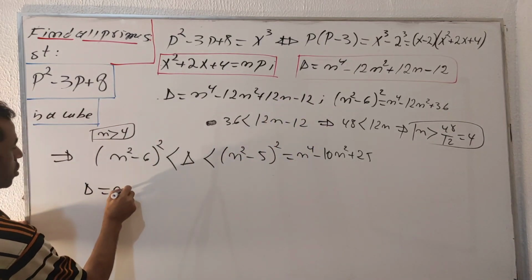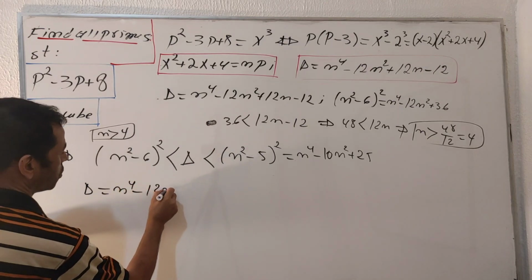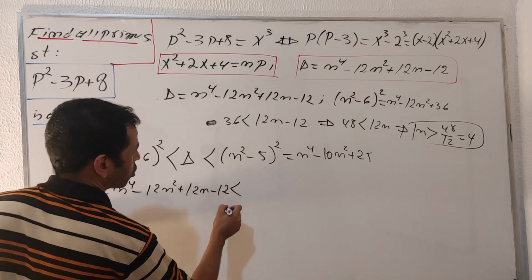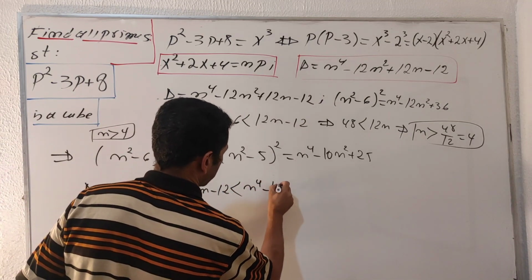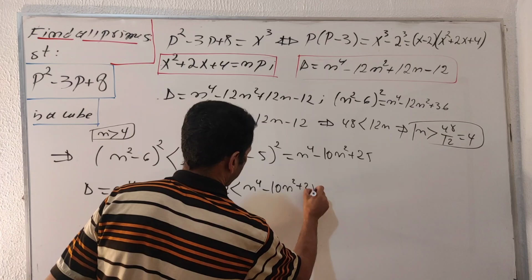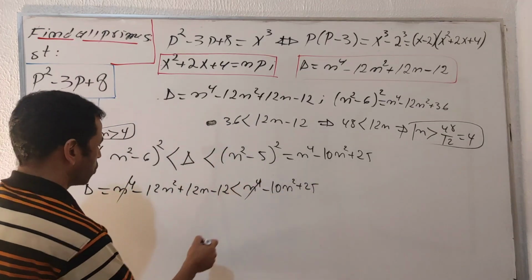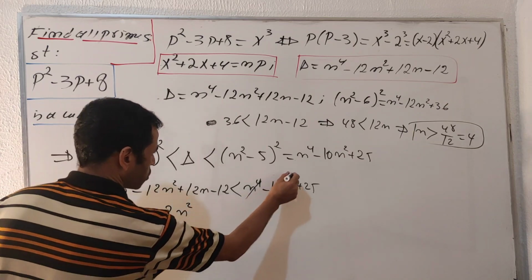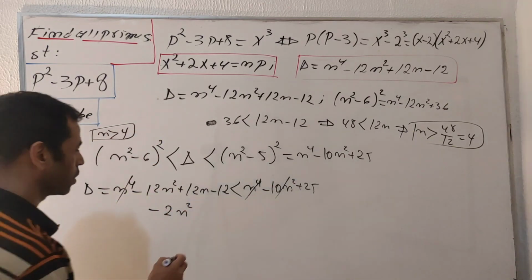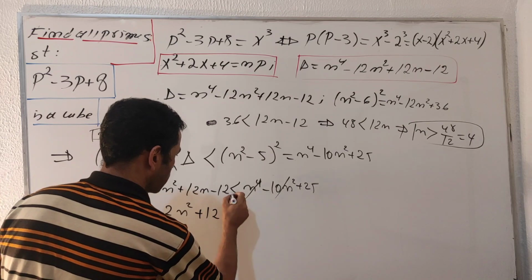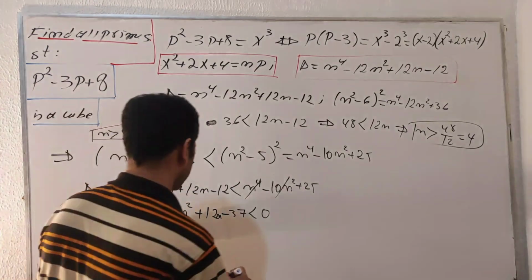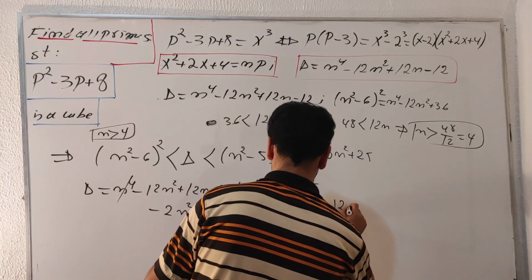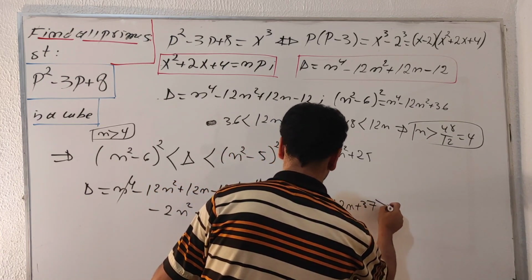I get delta, which equals n to the 4th minus 12n squared plus 12n minus 12, is strictly inferior to n to the 4th minus 10n squared plus 25. Let's simplify this one with this one. Minus 12n squared becomes minus 2n squared, because this one is also going to be cancelled out, plus 12n. Let's multiply everything by a minus sign. So I get here 2n squared minus 12n plus 37 is strictly superior to 0.